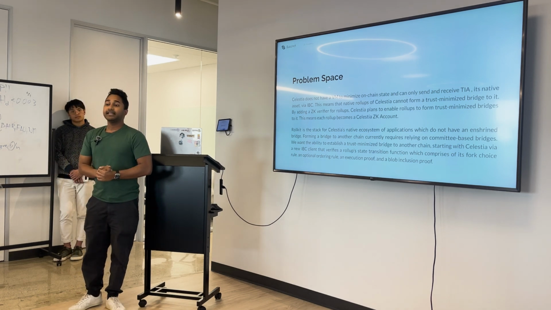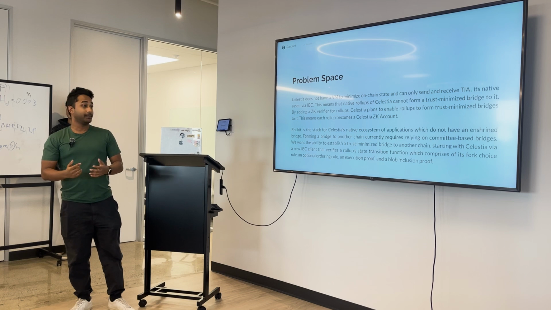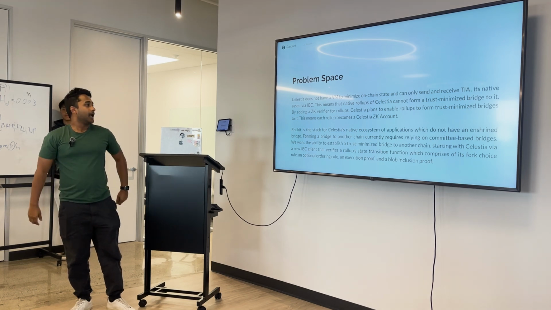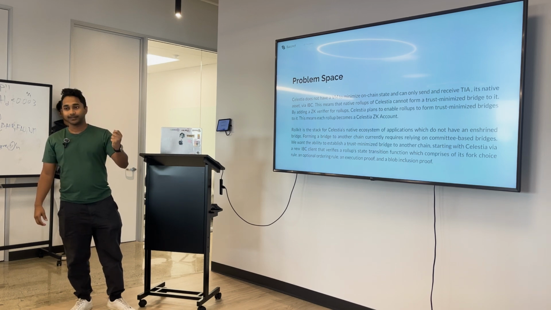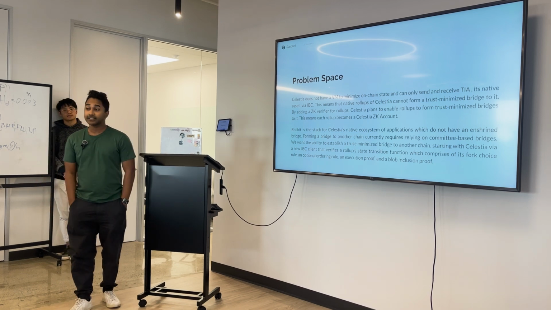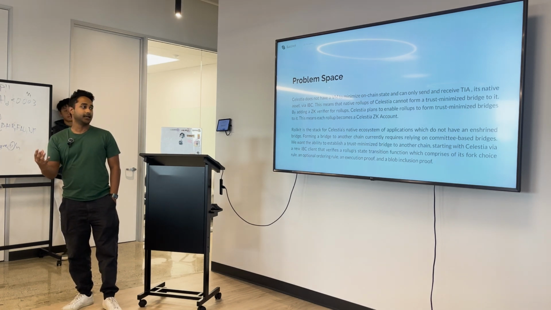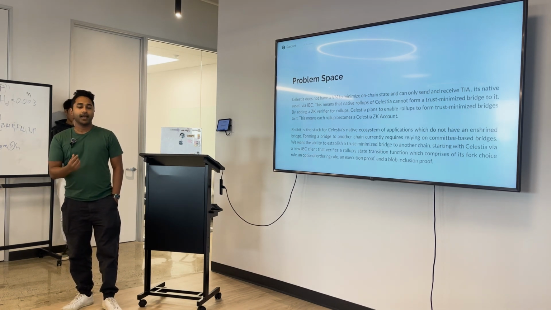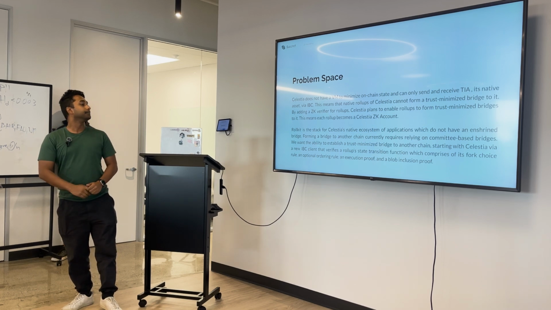And that means that native rollups of Celestia cannot form a trust minimized bridge to it, right? By adding a ZK verifier for rollups, Celestia wants to enable rollups to form trust minimized bridges to it. And this is what we call a Celestia ZK account. So each chain is a ZK account, and the only state we add here is just a verification key.